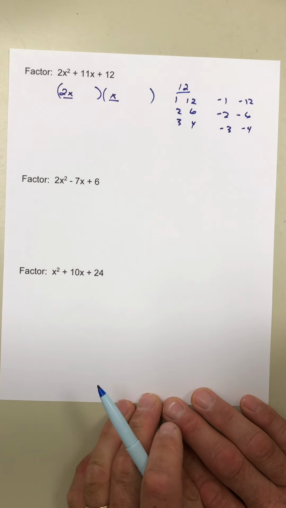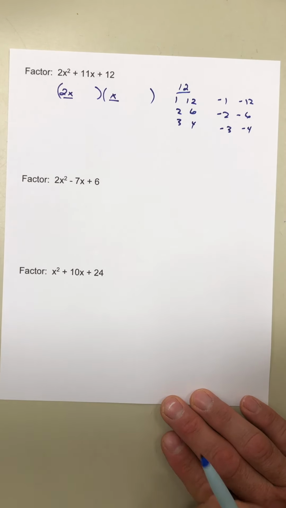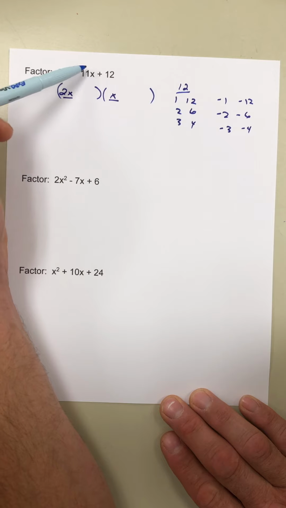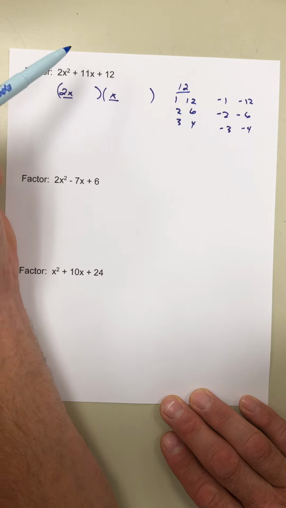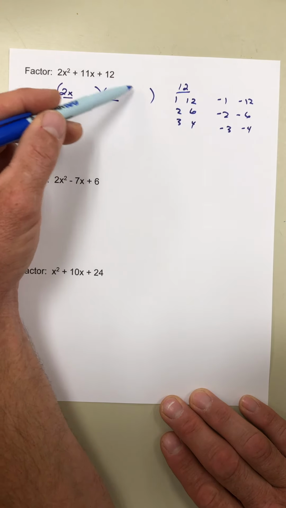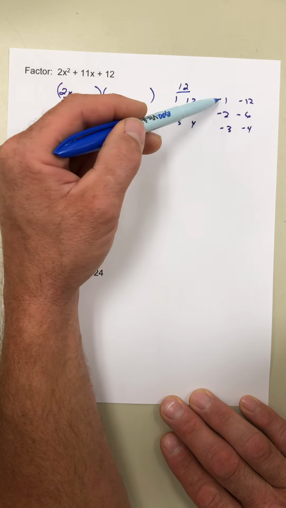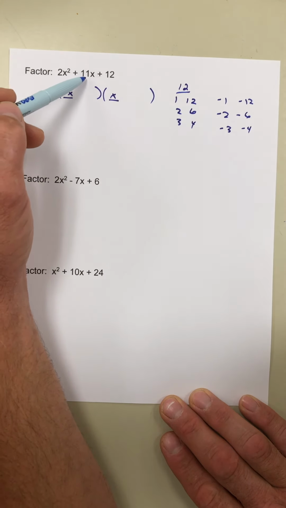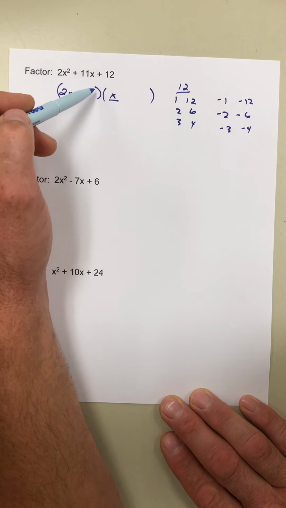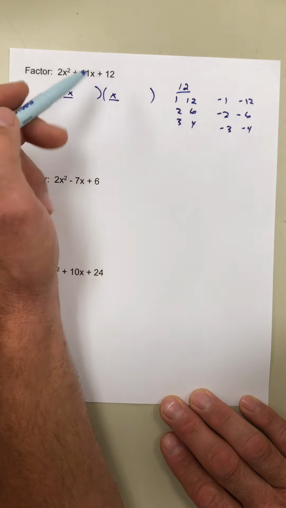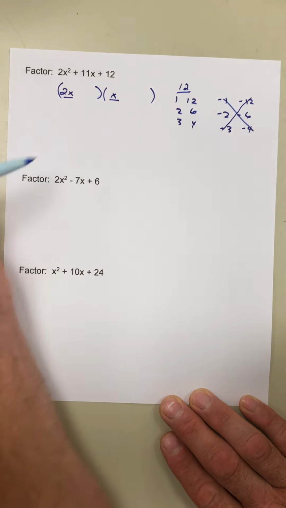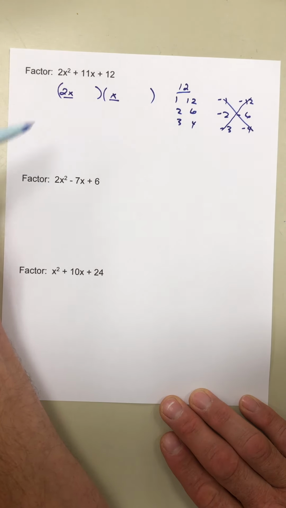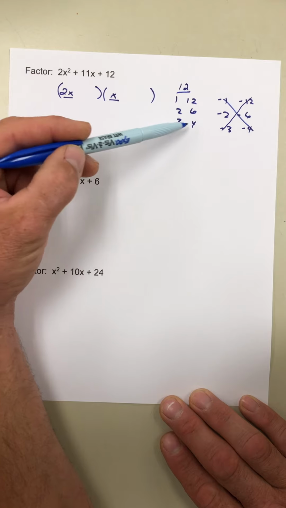A couple of things I want to bring to your attention here to reduce some of our possibilities. Our middle term is positive and our last term is positive. The only way we can multiply two numbers together to get a positive is if they're both positive or both negative. In order to get a positive when we add, we can't add two negatives. So since this is a positive and a positive, we can get rid of that entire set of negative choices. So we have 1 and 12, 2 and 6, and 3 and 4.